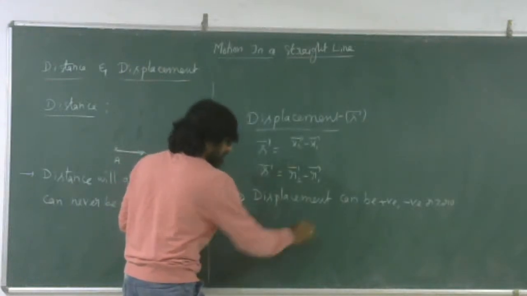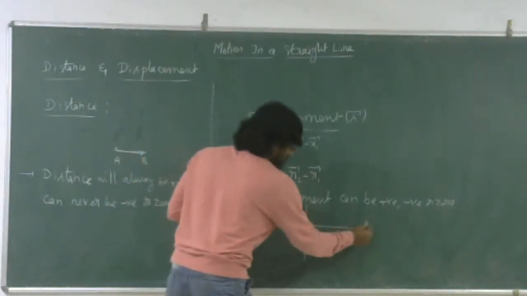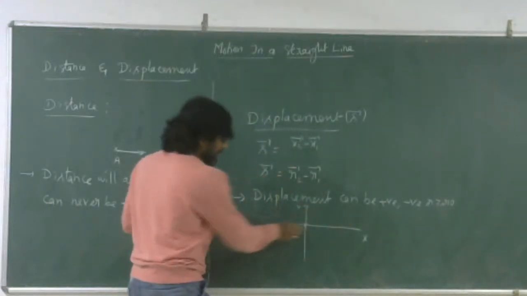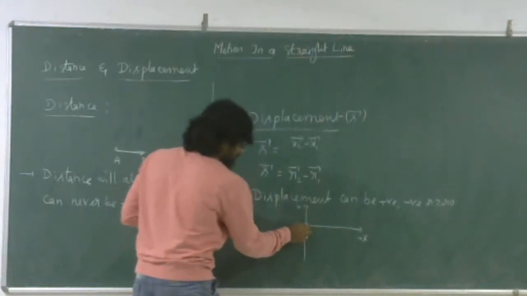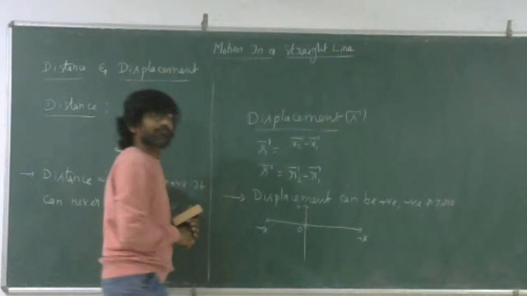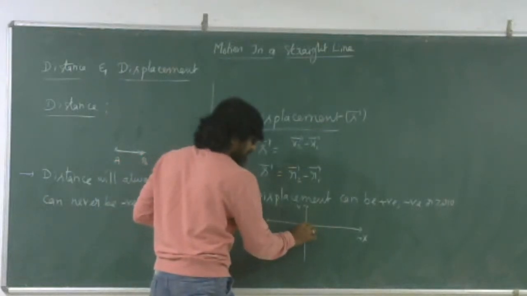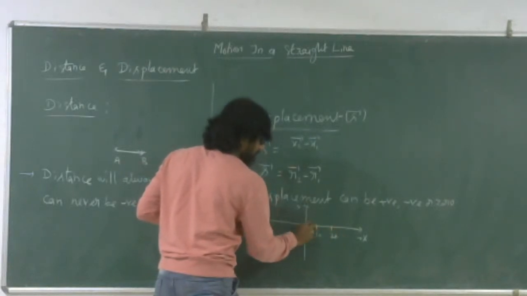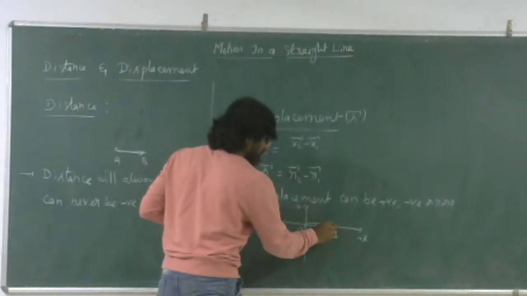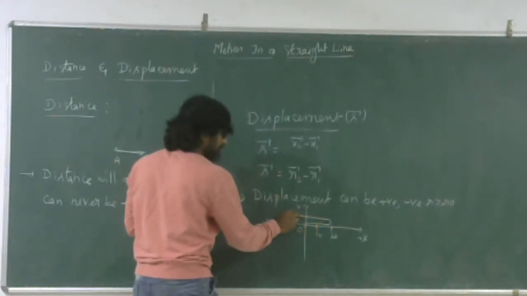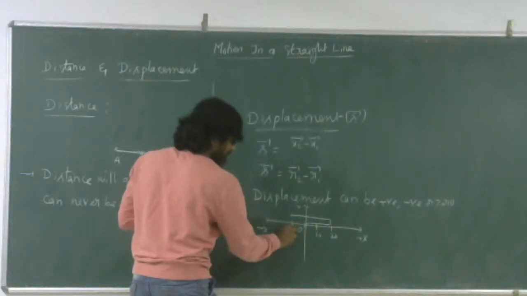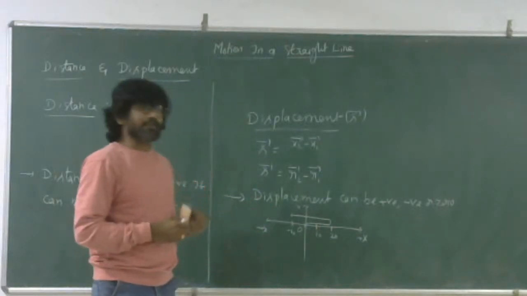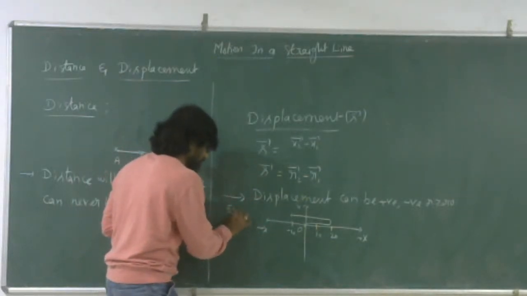Let us say a particle has started its motion from the origin. This is the x-axis, this is the y-axis, and this is the origin. This is the positive x-axis, and this is the negative x-axis. The particle has started from here and traveled some 10 meters, then 20 meters, then it returned its journey and traveled back to this position. It is minus 10. Now, let us take this as an example.